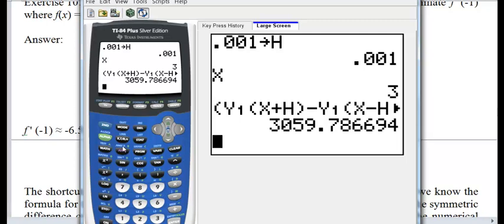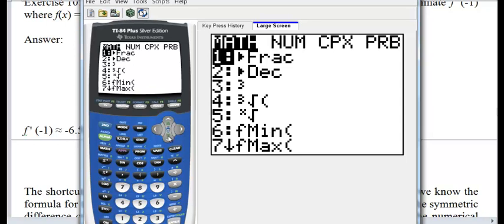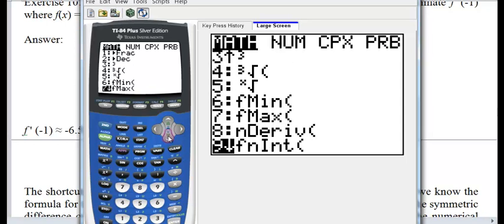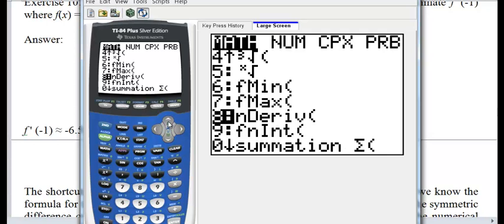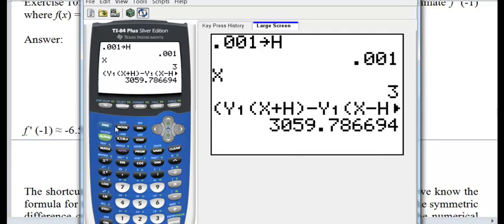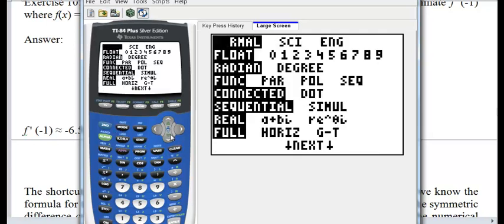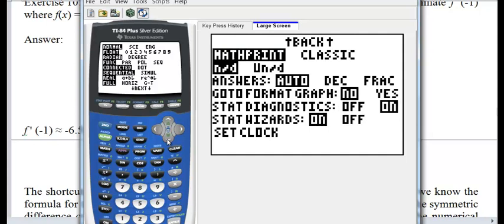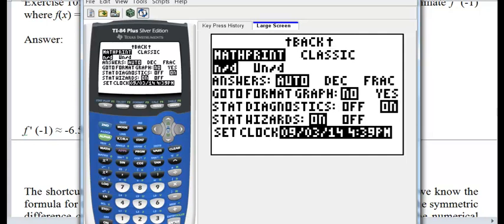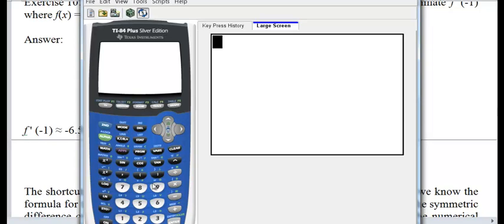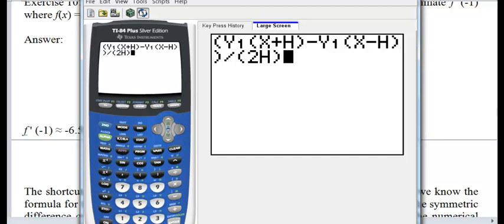Now let me show you something you can do here. This is really cool. You're really going to like this. Press the math button and look down at number 8. Actually, before I do this, I'm going to go to mode, go down here and put math print and turn it off. Go to classic. So if I go to classic, my previous answer will show up on one line, so you can see the formula better. And this is what we came up with.